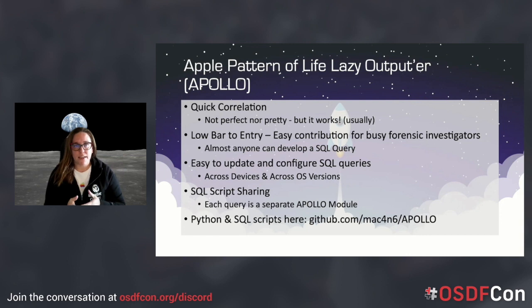I created it specifically, and I call it lazy for a reason. I want it to be a low bar to entry. So the investigators out there who are potentially able to create queries, some queries are very simple, some of them are extremely difficult, and every database is a little bit different. But if you can create a SQL query for whatever, and it doesn't even have to be Apple stuff. Yes, this is called Apple Pattern of Life Lazy Outputter, but what this really is is just a SQL dumper. That's it. So if you're running Android, Windows, any other platform that has SQLite databases, if you can create a query, you can use the Apollo framework to dump information from that.